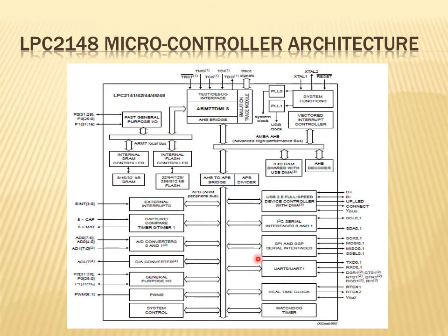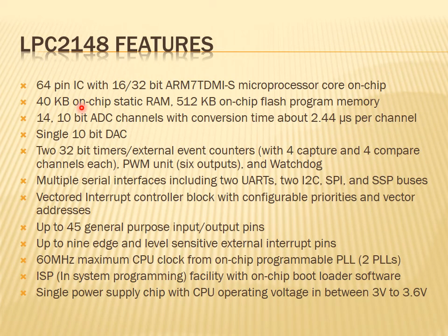So this is, in short, how it looks. In the next slide some details are available. These are the features. LPC2148 is a 64-pin IC with a 16/32-bit ARM7TDMI microprocessor core on chip. 40 KB on-chip static RAM is there, and 512 KB on-chip flash program memory is there. The 40 KB static RAM is for data storage, and the 512 KB is for program storage.